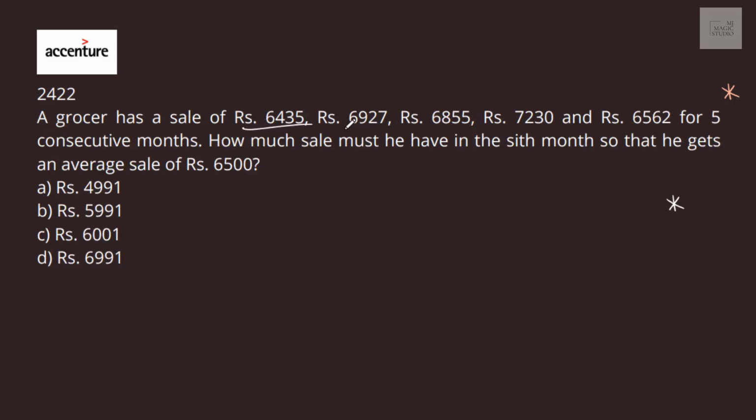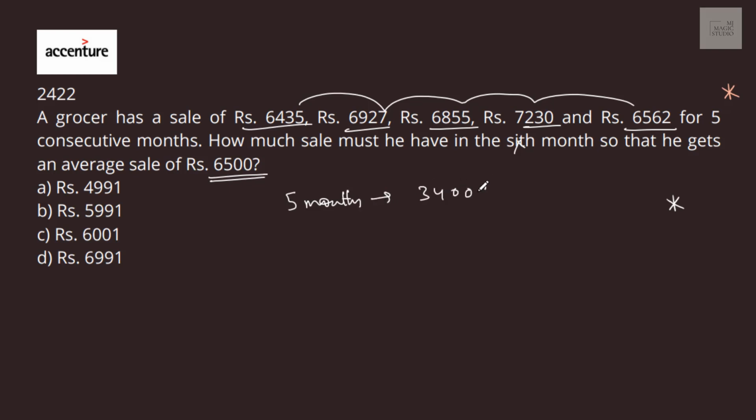A grocer has a sale of 1, 2, 3, 4, 5 for 5 consecutive months. How much sale must he have in the 6th month so that he gets an average sale of 6500? We need to add up these 5 months of sale, and when we add up, we'll get 34,009. Now the average is 6500 for 6 months. 6500 into 6 is 39,000.